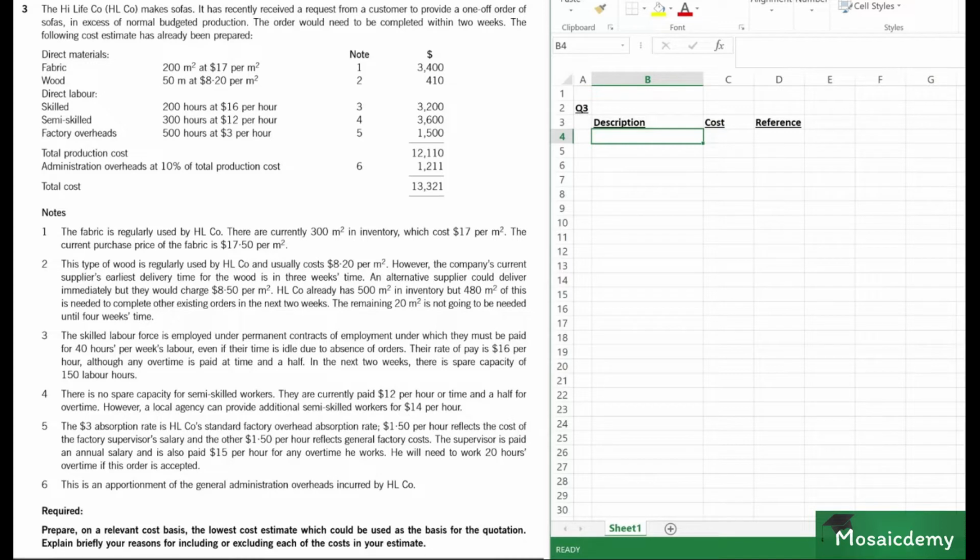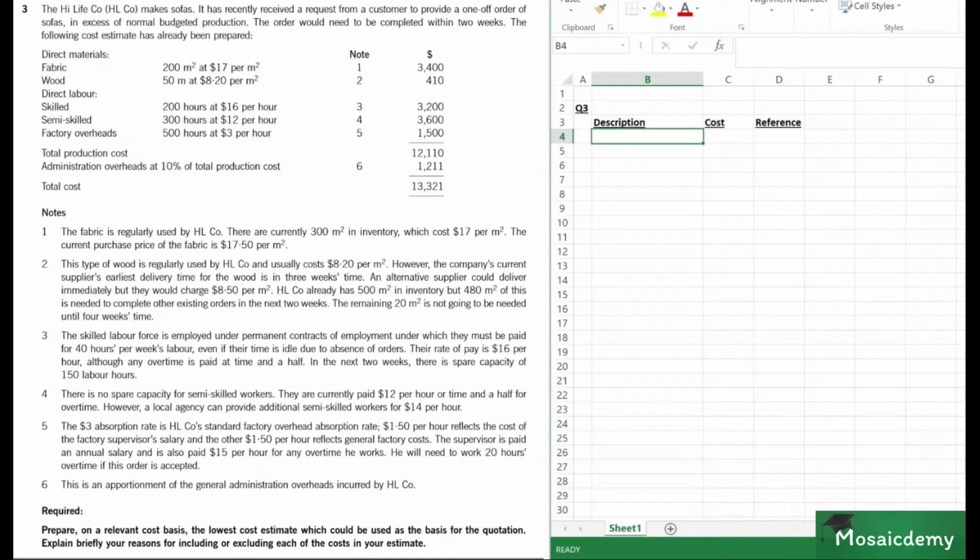Read through the note to determine the relevant cost. Only look at the table if there's any information missing from the note that you need to refer to the table for. Otherwise, there'll be certain notes you don't even need to refer to the table to be able to determine the relevant cost. Okay.